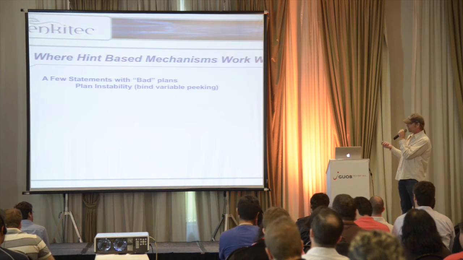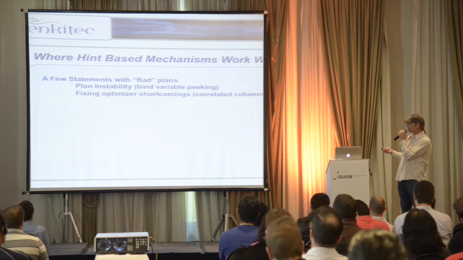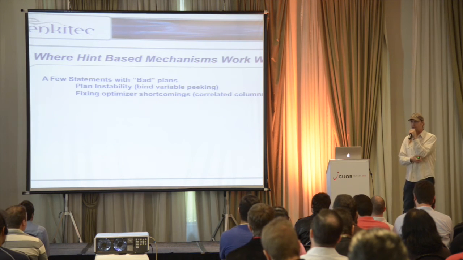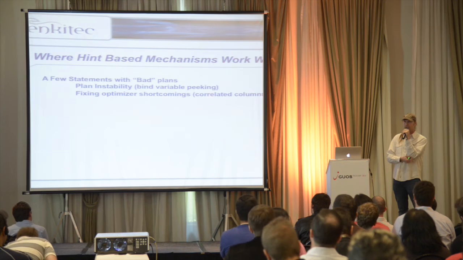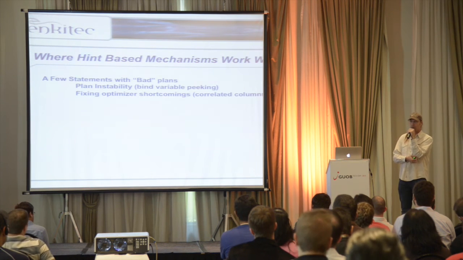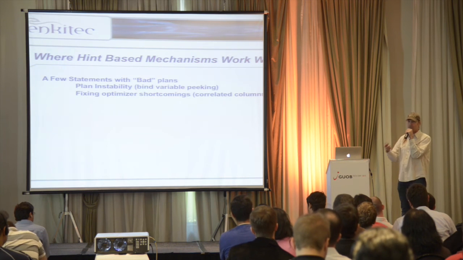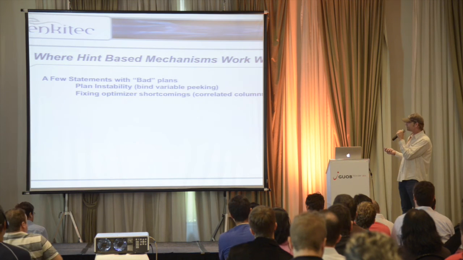All right. They work well if you're having plan instability due to bind variable peeking or any other sort of reason. They work sometimes really well for shortcomings in the optimizer. So like in version 10, the optimizer didn't know about correlated columns and was never going to know about correlated columns. So in those cases, having some way to give that information to the optimizer could be helpful, and these can be good for that.